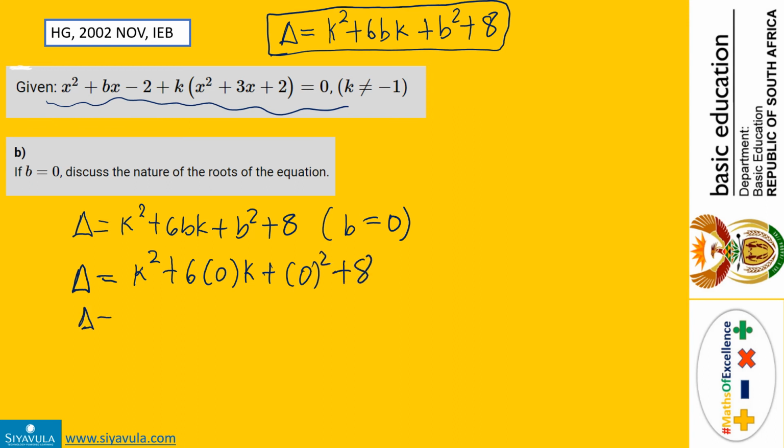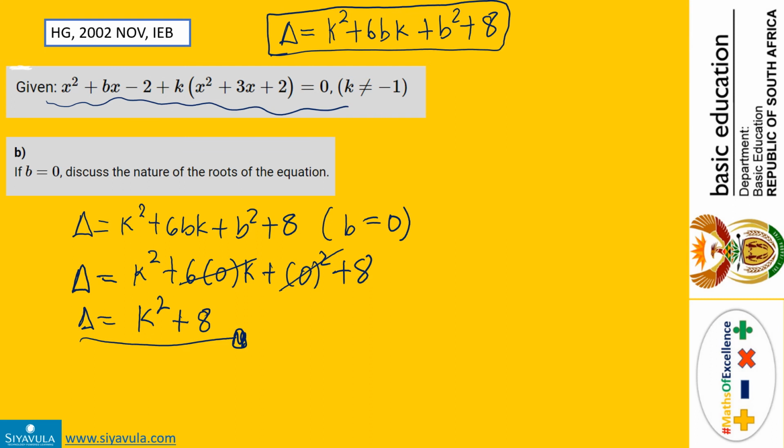Then you will see your delta will be k squared. 0 times 6 times k is just 0, so it's out, right? It's 0 plus 0, so 0 plus 0 is still 0. Then we'll just be left with k squared plus 8. What can we discuss about these roots? Your discriminant is k squared plus 8.